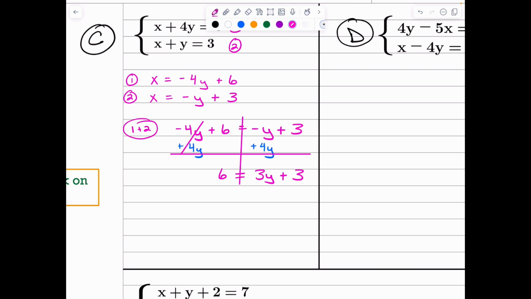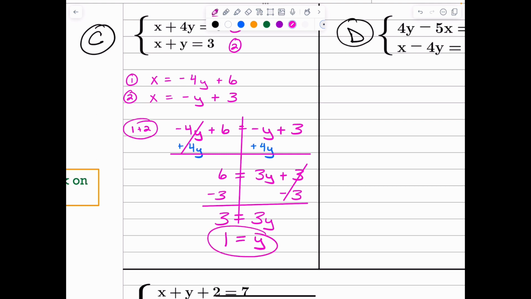It's y's party. 3 is the best friend. Plus 3 is also at the party, but the party's over, time to go. So we're going to subtract that from both sides. And extend this line. 3y is equal to 3. Divide both sides by 3. y is equal to 1.